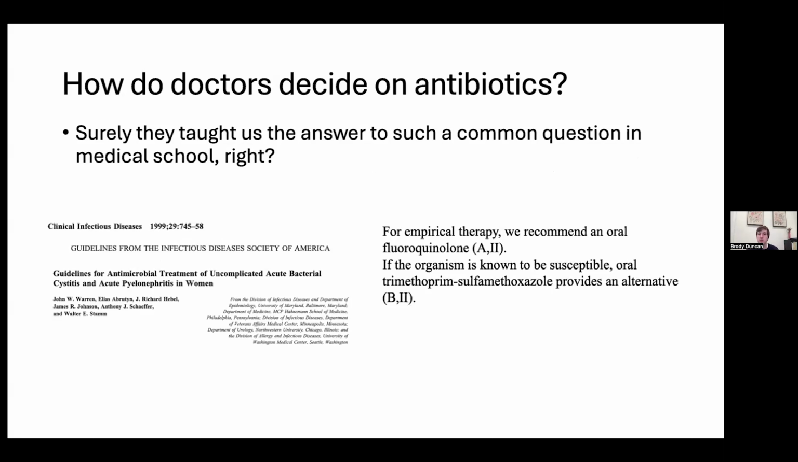So if you went to medical school in 1999, that's when the IDSA put out this guideline on treatment of patients very similar to the case I'm presenting here. And here they do give this very clear recommendation for empirical therapy. We recommend an oral fluoroquinolone, and they're making a pretty good recommendation there. And they do give oral trimethoprim-sulfamethoxazole as an alternative. So that seems very straightforward, right? You would say we've got a list of antibiotics. We'll put oral fluoroquinolones at the top of the list for a patient not too different from this one.